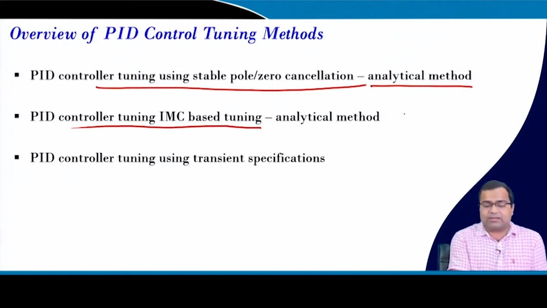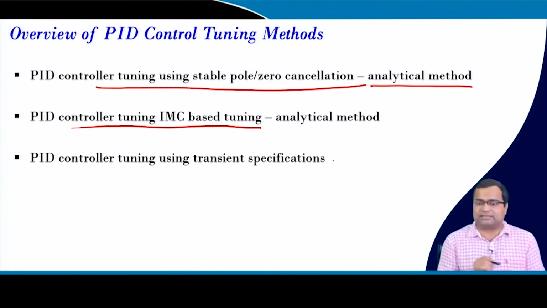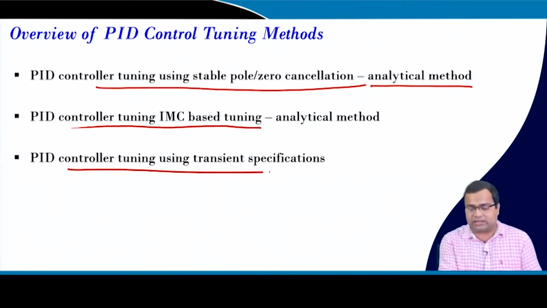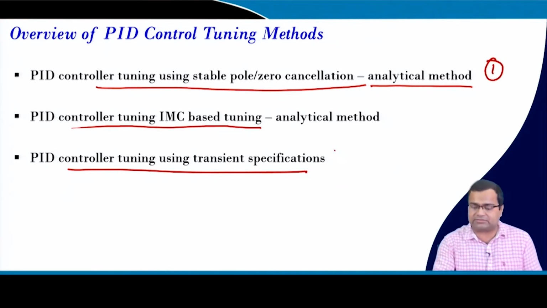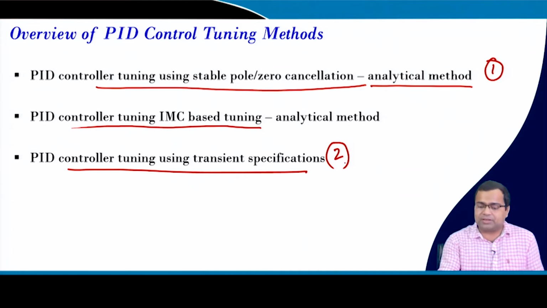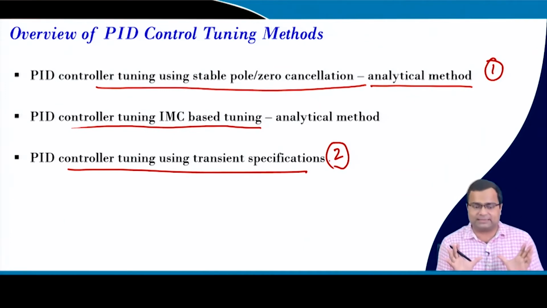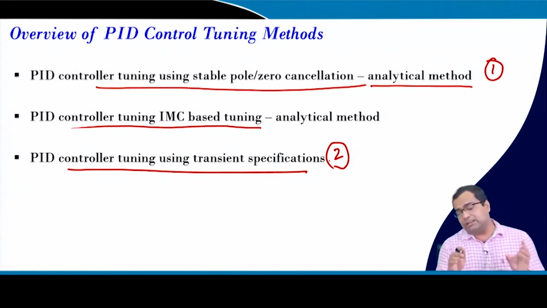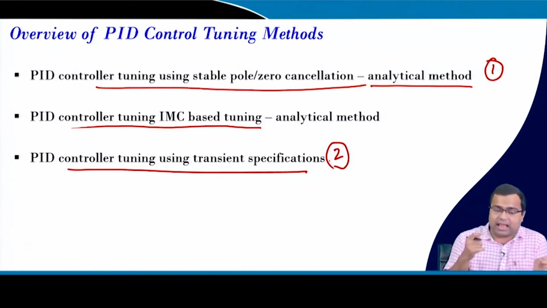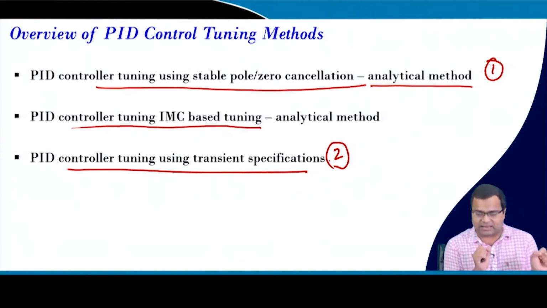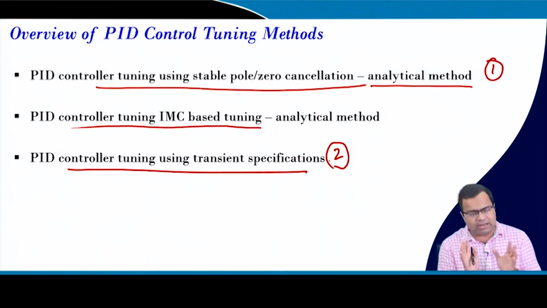Another specification is PID controller tuning using transient specification, and this we are also going to consider in this lecture using a MATLAB case study. We will use a MATLAB toolbox for this second case, where we can specify the transient time, and based on some optimization criteria the PID controller parameters can be obtained, and then those parameters can be imported and we can use that controller and see the response.